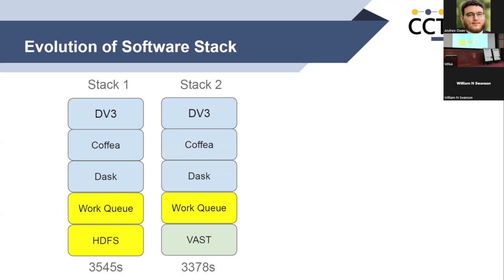But a $10 million file system was not the solution to our problem, because the problem was really the structure of our application, not the hardware that we're running on. So the next step we did is we swapped out WorkQ with TaskVine.